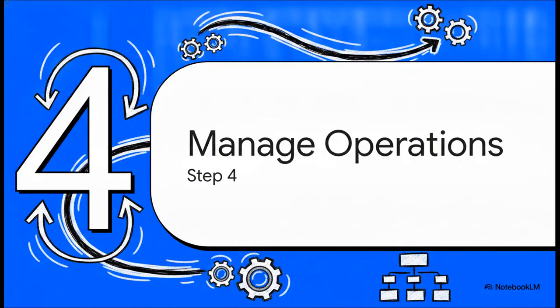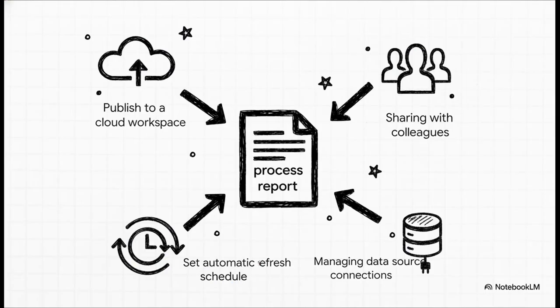And finally, we arrive at step 4, manage your operations. Because let's face it, optimization isn't just a one-and-done event, it's an ongoing practice. First up, you'll want to publish your newly generated report to a Power BI workspace and share it with your colleagues to keep everyone on the exact same page. But here's the absolute most critical part. Set up an automatic data refresh schedule. This ensures your team is always acting on the latest, most current intelligence.